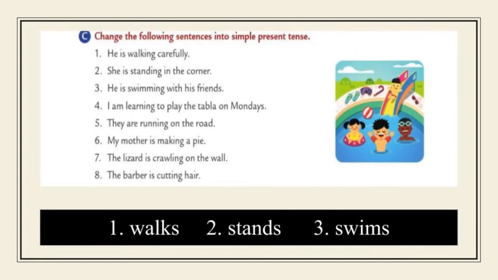He is swimming with his friends. So is swimming is the present continuous. So we should remove that and add swims. He swims with his friends, because he is the third person singular. So that's why we added the letter s to the main verb swim. He swims with his friends. Students, remaining you should try in your grammar book.